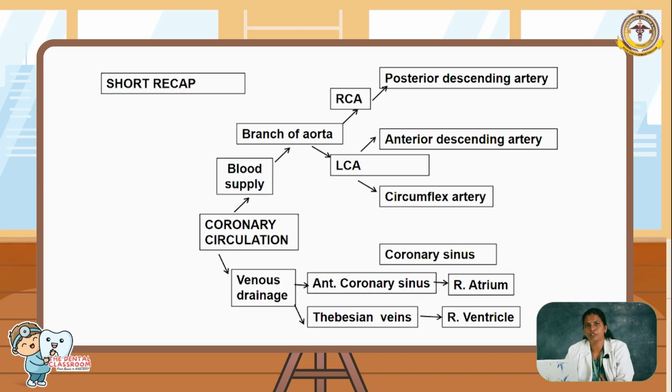So, a final recap of the whole class: the coronary circulation. It is supplied by two blood vessels, the aorta and the veins. The aorta branches into the right coronary artery and the left coronary artery. The right coronary artery divides into the posterior descending artery. The left coronary artery descends into the anterior descending and the circumflex artery. And the veins drain into the coronary sinus, especially the anterior coronary sinus, and the Thebesian veins drain into the right atrium and the right ventricle.